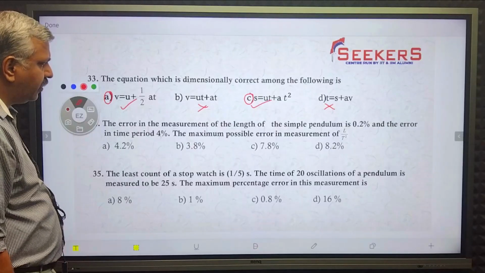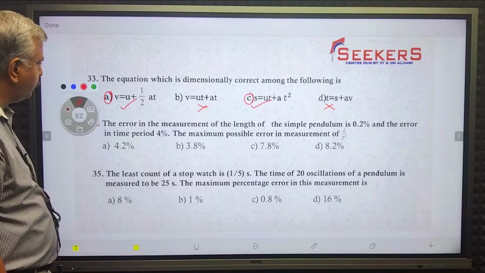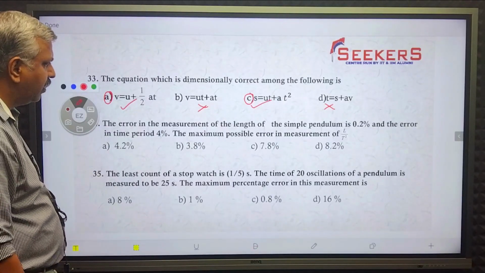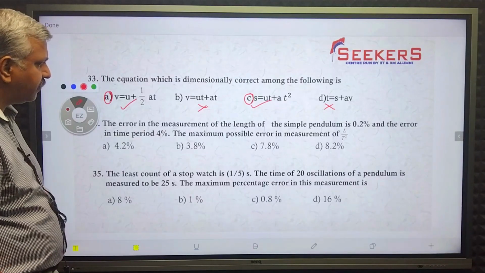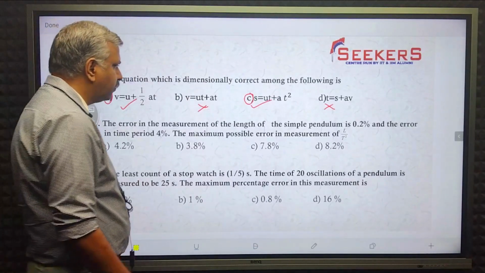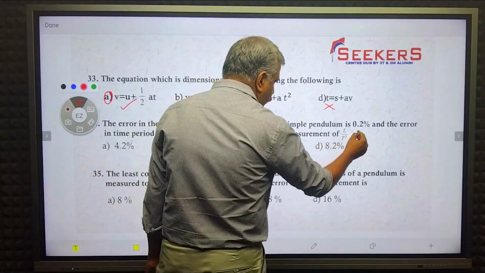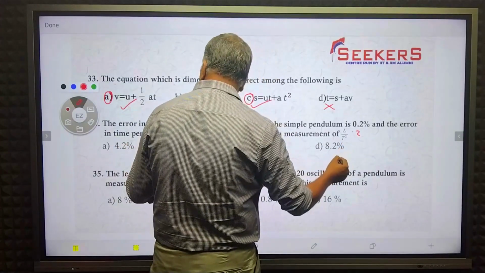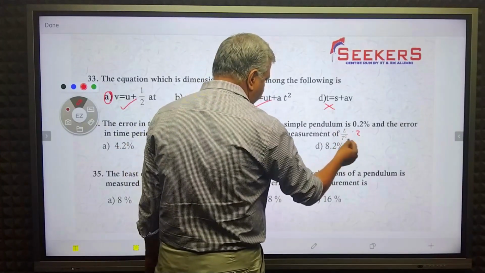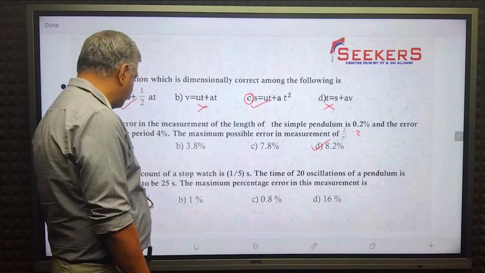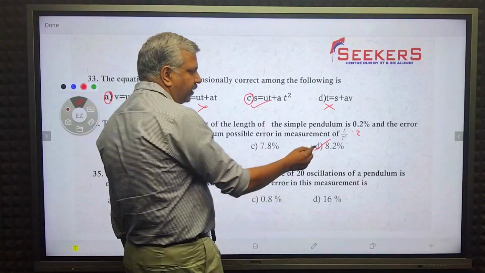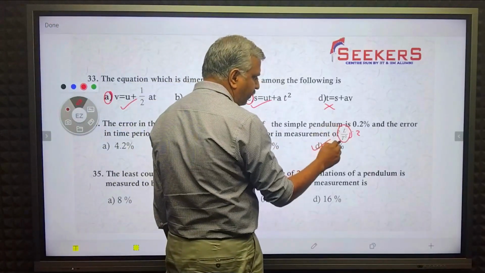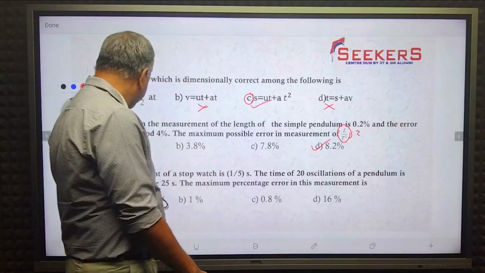The error in the measurement of length of a simple pendulum is 0.2%, error in time period is this much. What is the maximum possible error in the measurement of L by T squared? So length is 0.2, T squared, T is 4, so T squared will be 8, so 8.2. So the answer is 8.2. Whenever physical quantities are multiplied or divided, errors are added.